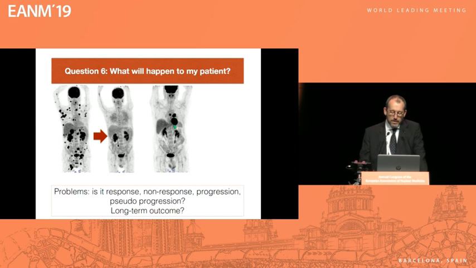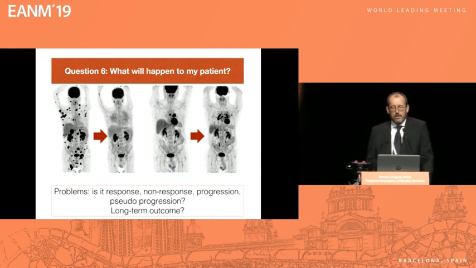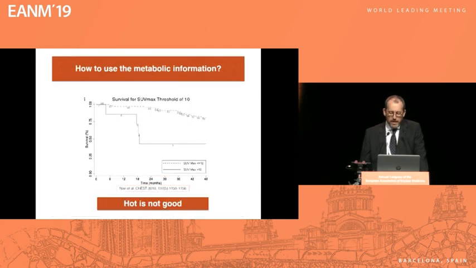In this case, lung cancer, again immunotherapy. This is not progression. This is a very good response with treatment-induced sarcoidosis. So, a complex question: can AI help us? How can we use this metabolic information? We've been trying for years, for decades. We know that there is information in the metabolic image.